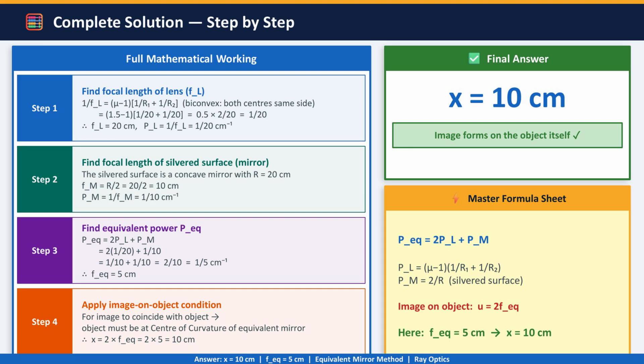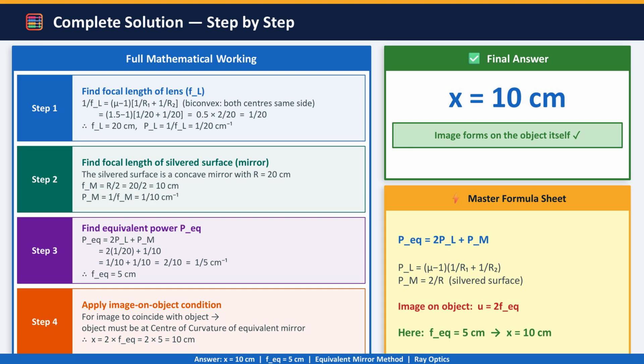Step 2. The silvered surface acts as a concave mirror. Its focal length FM equals R over 2 equals 20 over 2 equals 10 centimeters. So PM equals 1 over 10. Step 3. The equivalent power is PEQ equals 2 times PL plus PM, because light passes through the lens twice. This gives 2 times 1 over 20 plus 1 over 10, which equals 1 over 10 plus 1 over 10, which equals 2 over 10, which equals 1 over 5. So the equivalent focal length FEQ equals 5 centimeters.